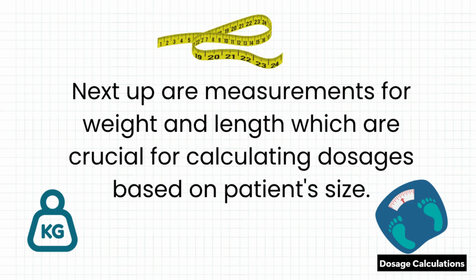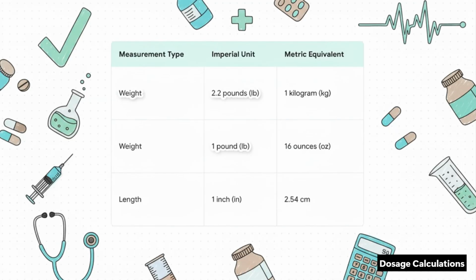Next up in our toolbox are the conversions for weight and length. These are incredibly important, especially when you're calculating doses based on a patient's weight. All right, that first line right there, 2.2 pounds equals 1 kilogram. You have got to burn that one into your brain. So many medications, especially for kids and in critical care, are dosed per kilogram of body weight. Nailing this conversion is a vital patient safety check. And of course, don't forget that 1 inch is 2.54 centimeters.